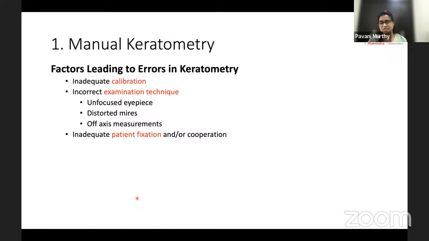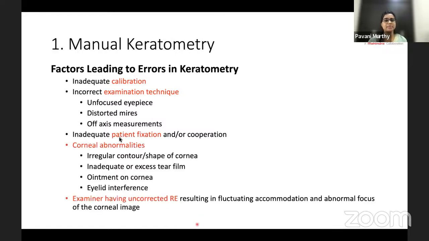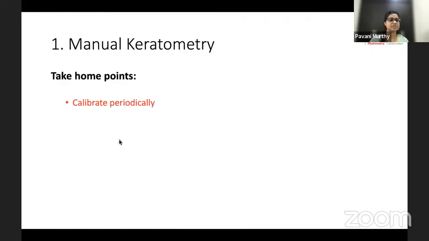So inadequate fixation, poor cooperation, corneal abnormalities, and also the examiner having an uncorrected refractive error result in fluctuating accommodation and abnormal focus. Conditions like post-refractive surgery, corneal transplant, corneal scar, and keratoconus are the conditions where it is difficult to get manual keratometry readings. So take-home points: calibrate periodically.